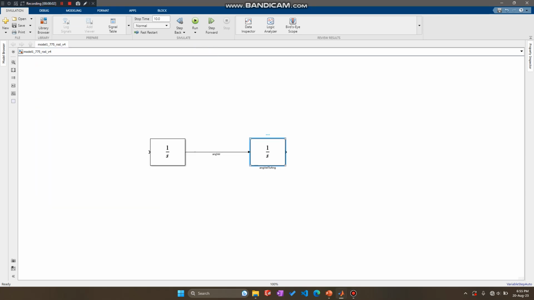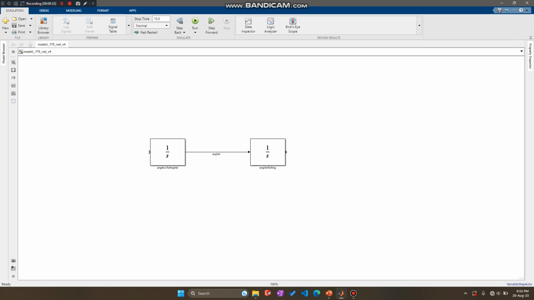Right. So I just name this integrator block based on what it does. And this integrator block integrates angular acceleration into angular velocity. So I'll name it appropriately as well: angular acceleration to angular velocity. It's just a nice practice to name these blocks appropriately.